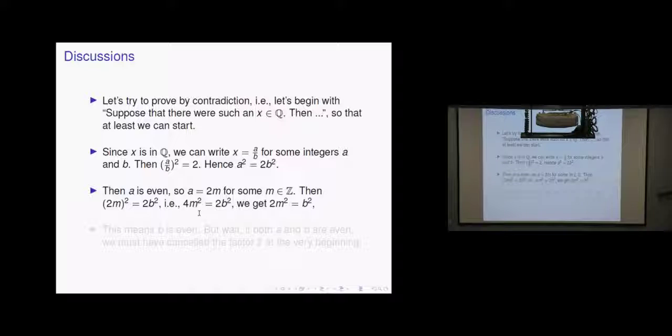And then you cancel off one copy of 2. You get 2 times m squared is b squared, right? Now, the left-hand side is even, so the right-hand side, b squared, is even. And then this means b is even, right? But then something's wrong, because if both a and b are even, why don't we cancel them at the very beginning? We should cancel those redundant factors. So that gives you a proof, actually.